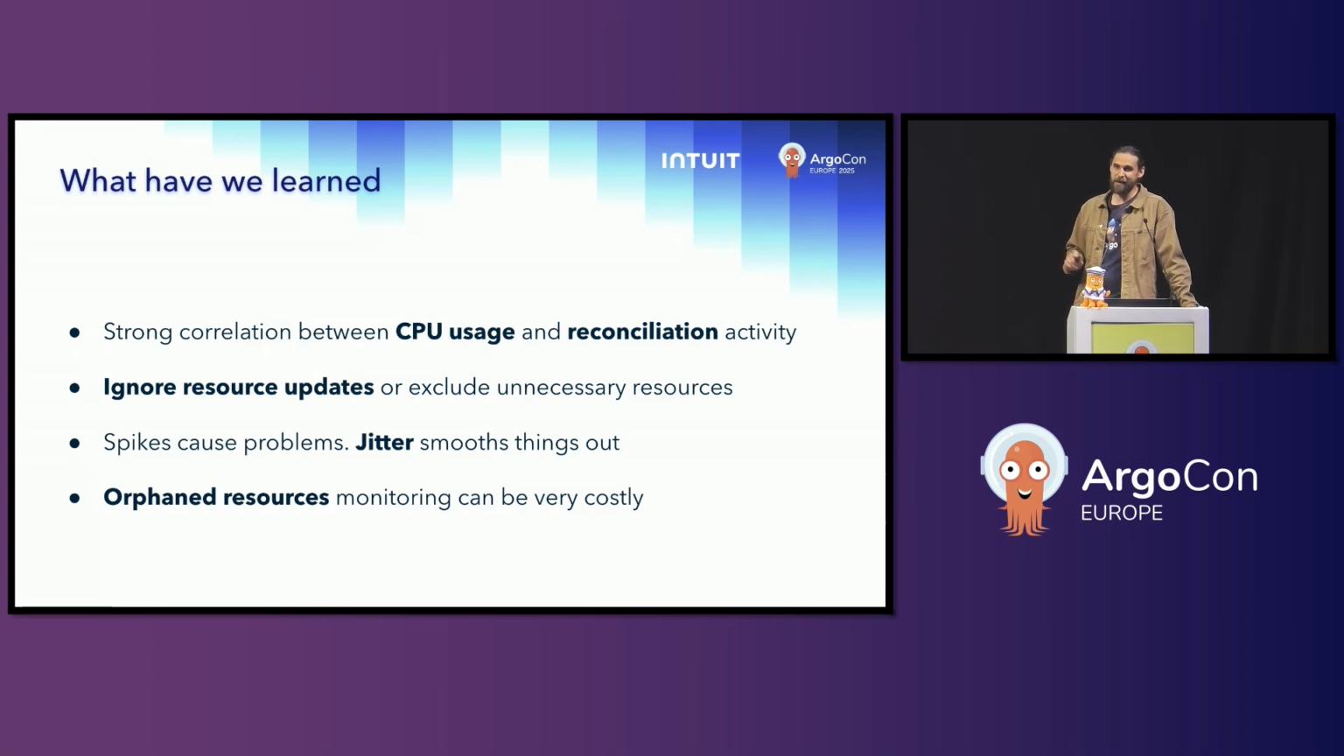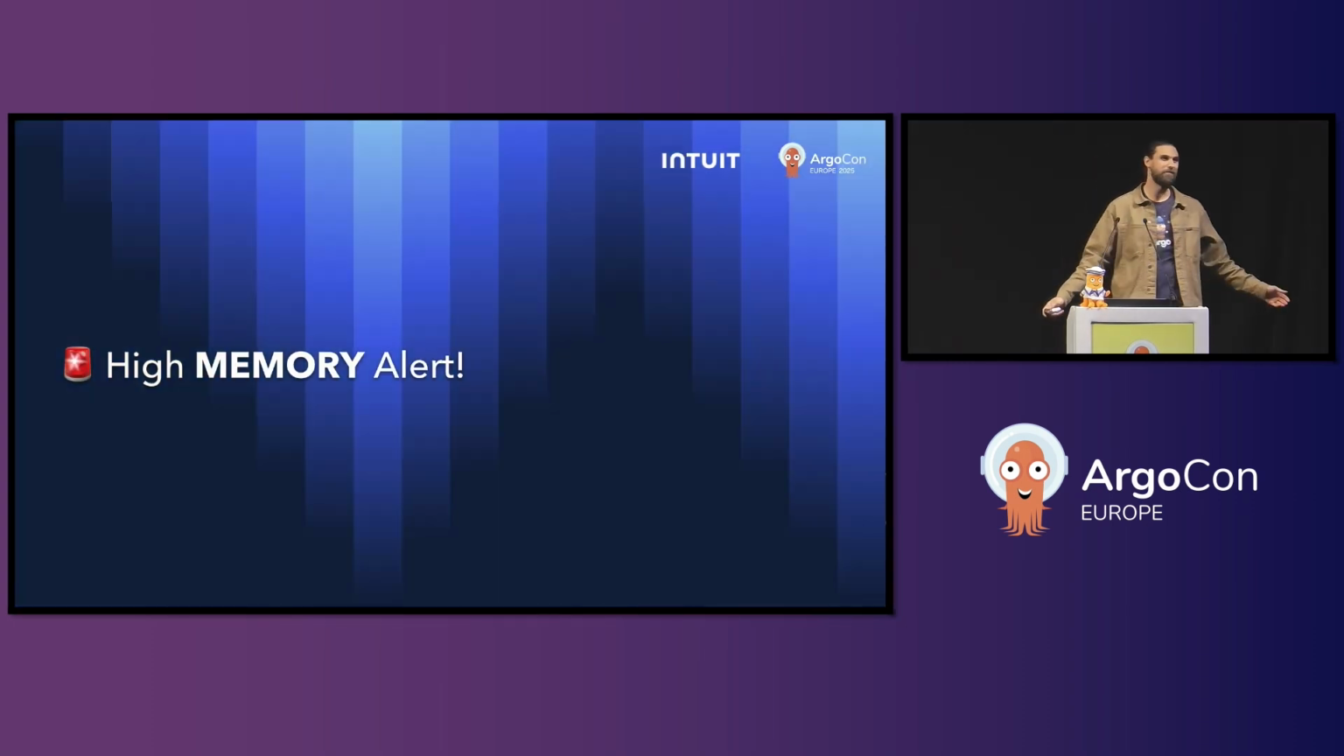Let's do a little recap of what we've learned so far. We've learned that there's a strong correlation between CPU usage and reconciliation activities. So if you want less CPU, you want less reconciliation. To have less reconciliation, you can ignore the updates you don't want. We've seen that spikes cause problems, so you want a smooth CPU. You don't want spikes. So you can configure jitter to smooth that out. And we've seen that Orphan resource monitoring can be very costly.